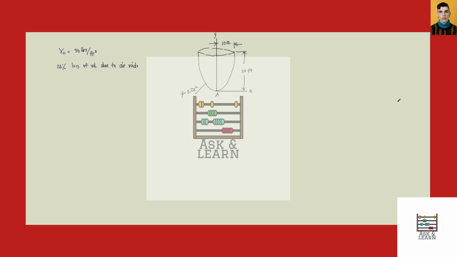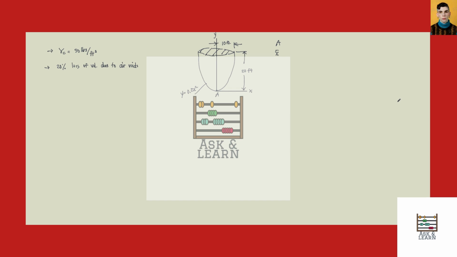For the theorem of Pappus and Guldinus, we have a suspension bunker that is filled with coal. So this is filled with coal. The unit weight of coal is 50 pounds per cubic foot, and we are to assume a 20% loss of volume due to air voids. So for this problem, we first need to find the area of the generating plane and its x-bar.